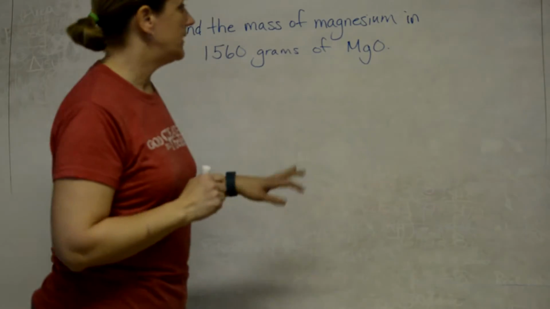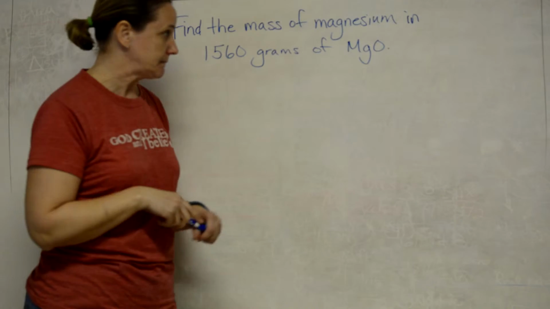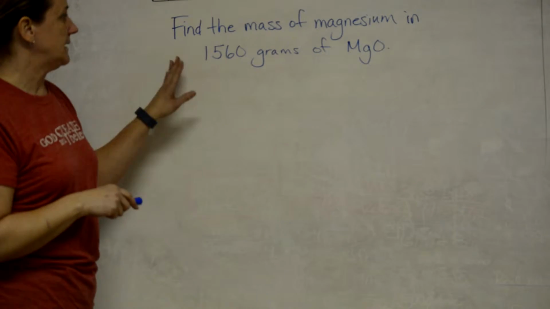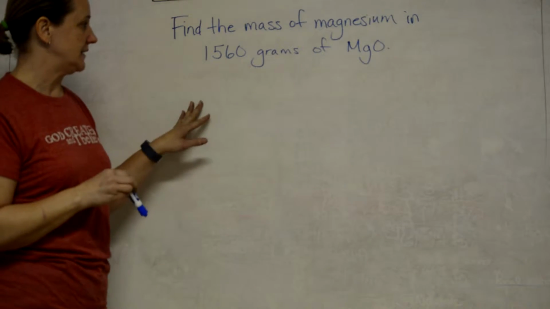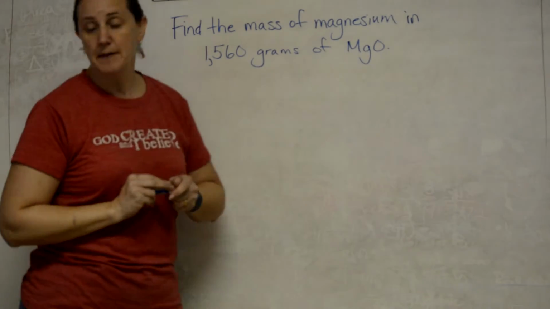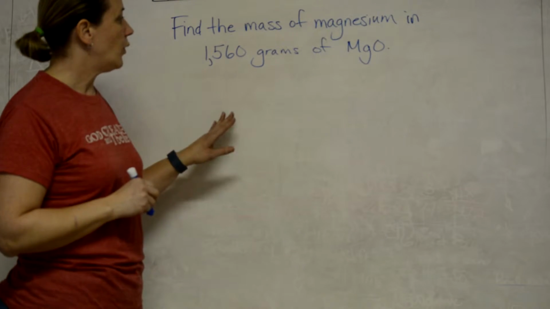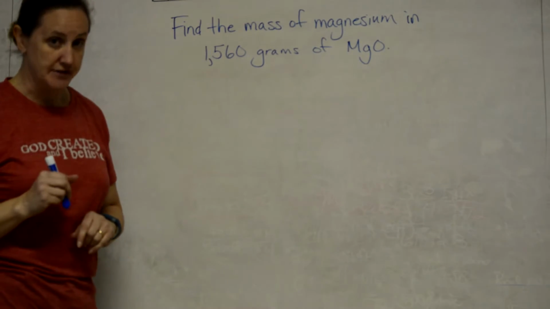Anyway, the second type of problem that we're going to talk about are the ones that we would do in chemistry. And our problem here is to find the mass of magnesium in 1,560 grams of magnesium oxide. So, once again, we're going to use ratios to solve these.